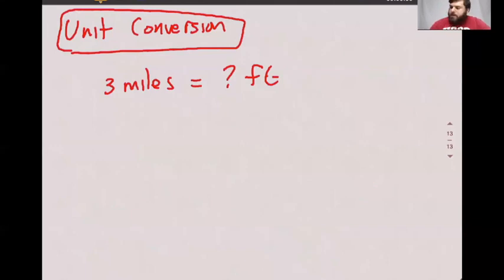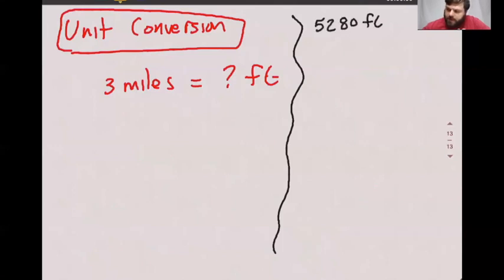Before we even do this, let's talk about some of the very important conversions that you need to memorize. There are 5,280 feet in 1 mile. Feet to yards: there are 3 feet in 1 yard. How many inches in a foot? It's easy, 12 inches in 1 foot.